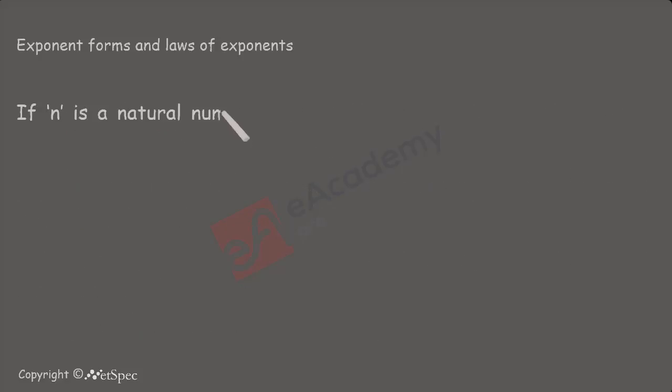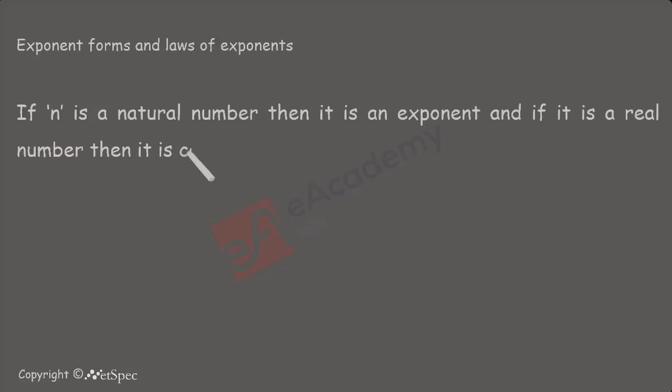Now in general, while calling any number an exponent, that number should be a natural number. Suppose in x power n, if n is a natural number, then n is called an exponent, or else we call it an index. Whereas in x power n, if n is any real number, that real number may sometimes be a fraction, sometimes a negative number. At that time we can say n is called a power.